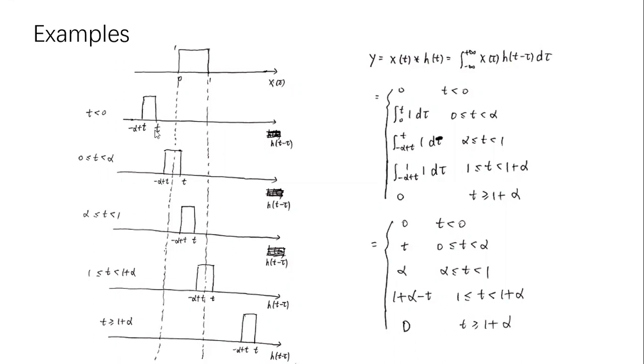The first case: when t is smaller than zero, the multiplication of the two signals is always zero, because either this signal or this signal is zero. Then when t is larger than zero and smaller than alpha, only when tau is between zero and t does the multiplication have a non-zero value. So the integral becomes one, because this signal times this signal gives one. The integral range is between zero and t.